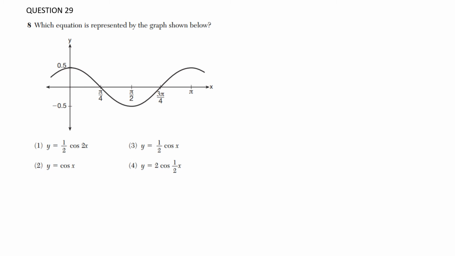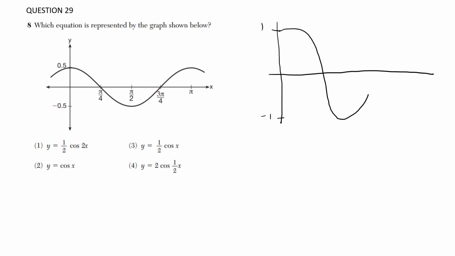So which equation is represented by the graph shown below? By looking at the graph and by looking at the answer choices, we know that this is some sort of cosine graph. Let's draw the cosine graph over here on the right. And 2 pi. All right, so this is what our cosine graph looks like, right? Cosine of x. So I'm going to superimpose this new graph on top of it as well. It looks like this.